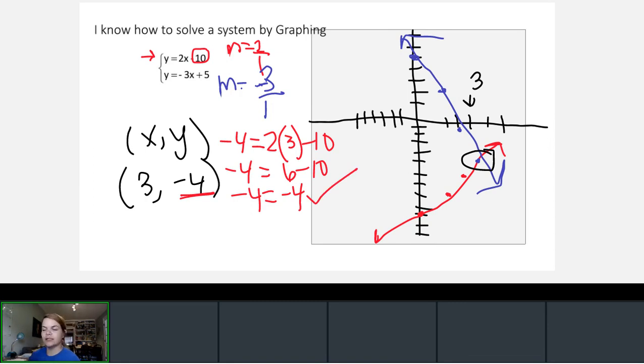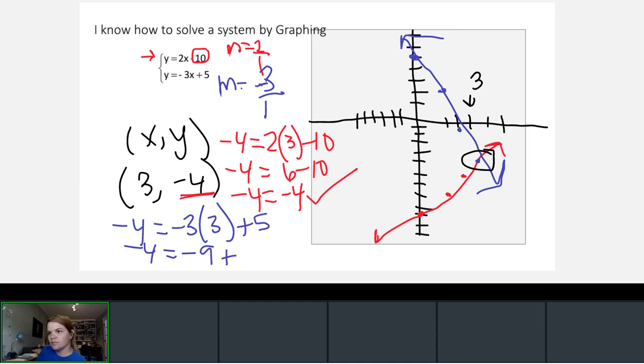Now, the key with systems is that we have to make sure it's true for both equations. So I'm going to go ahead and use that same solution, -4 for y, and check on the bottom. So -4 equals -3 times 3 is -9. -9 plus 5 is -4. So does -4 equal -4? Yes. So then that means my solution of (3, -4) is the solution to this specific system of equations.